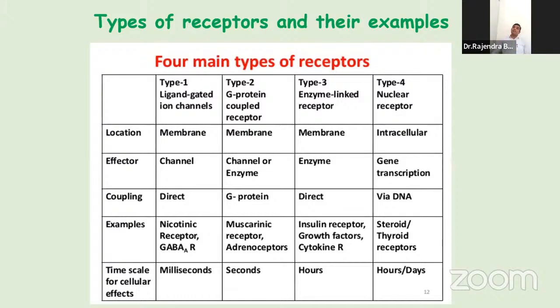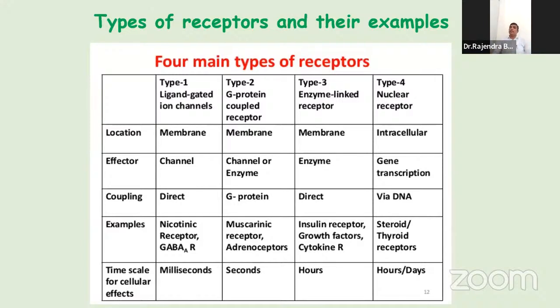Next is partial agonist, and there was a question in the assistant drug controller examination: which is an example of a partial agonist? Nalorphine is a well-known example of the partial agonist. There is one more example, buspirone, which is chemically an azaspirodecanedione. Then there is dichloroisoproterenol, DCI. So there are three examples: buspirone, DCI, and nalorphine. These are the examples of the partial agonists.